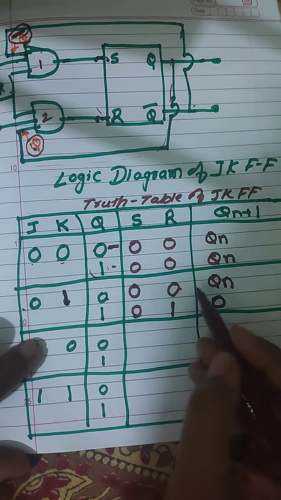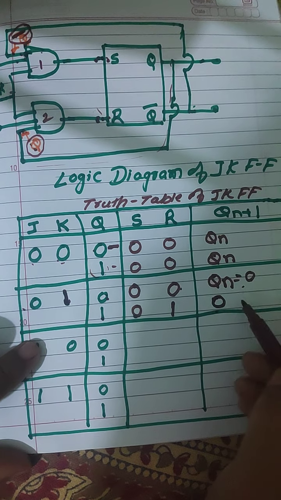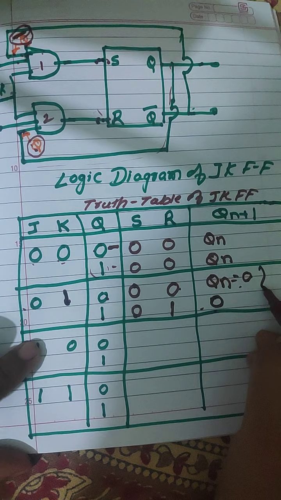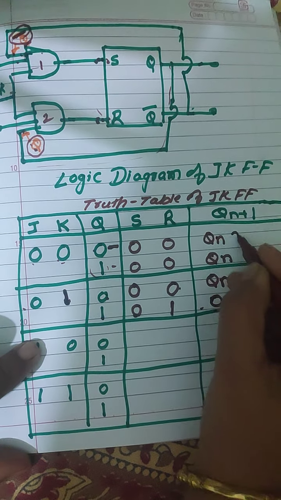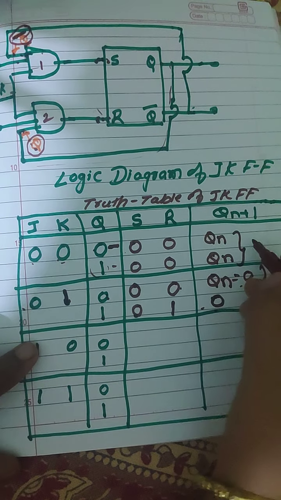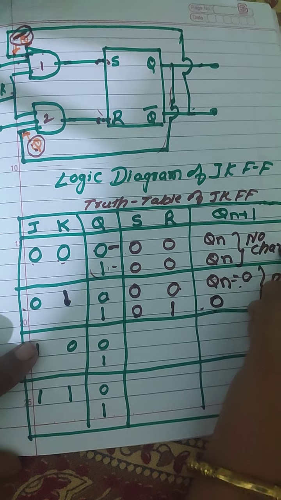And what is Qn here? Qn is 0. And 0 and 0. So this is reset. And we shall write over here, it is no change. The first row, for 0, 0, is no change. When 0, 1, it is reset. Now we are going to get the set.